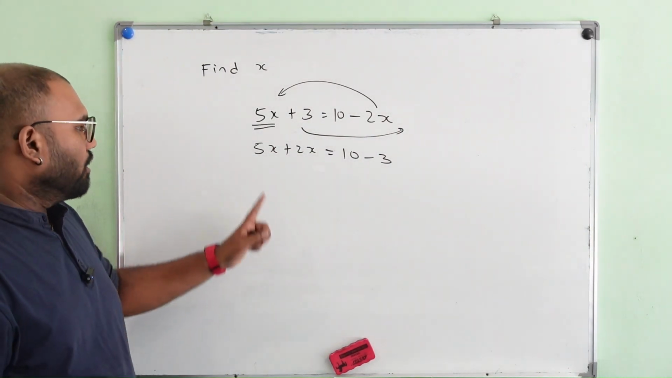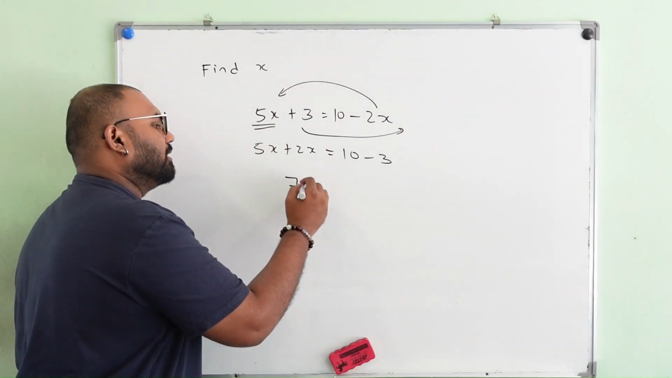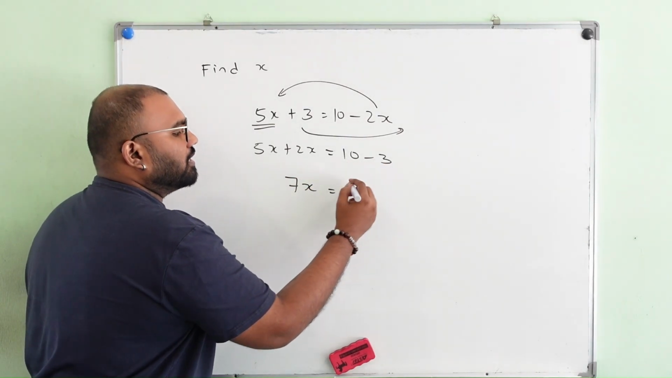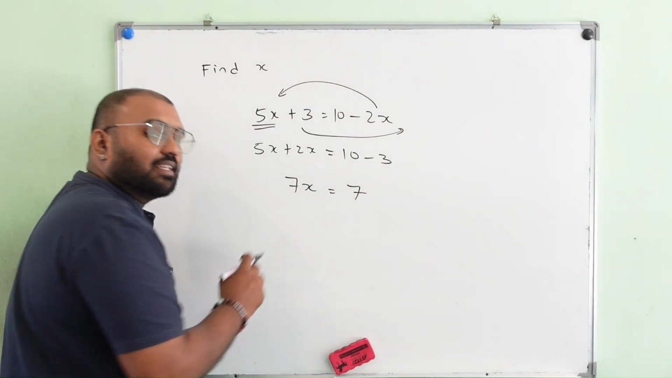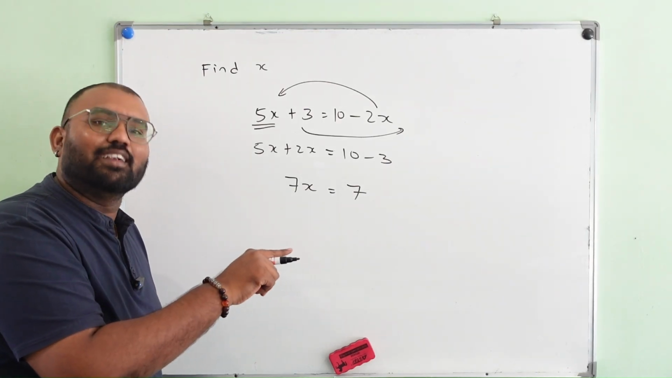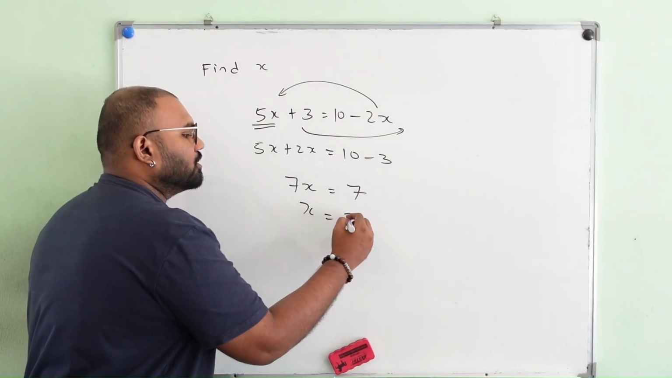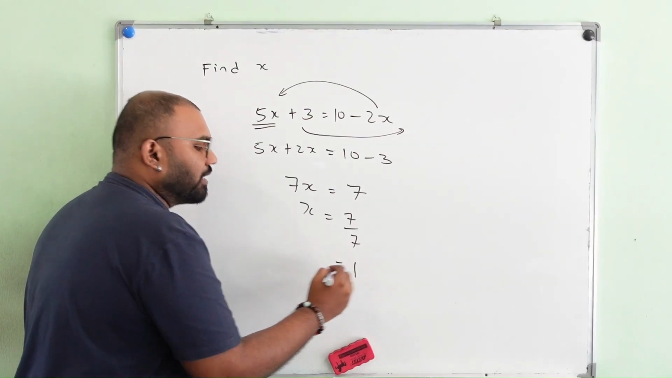So you solve it. 5 plus 2, 7x. 10 minus 3, 7. 7 and x times, go there, divide. X equals 7 over 7, answer 1.